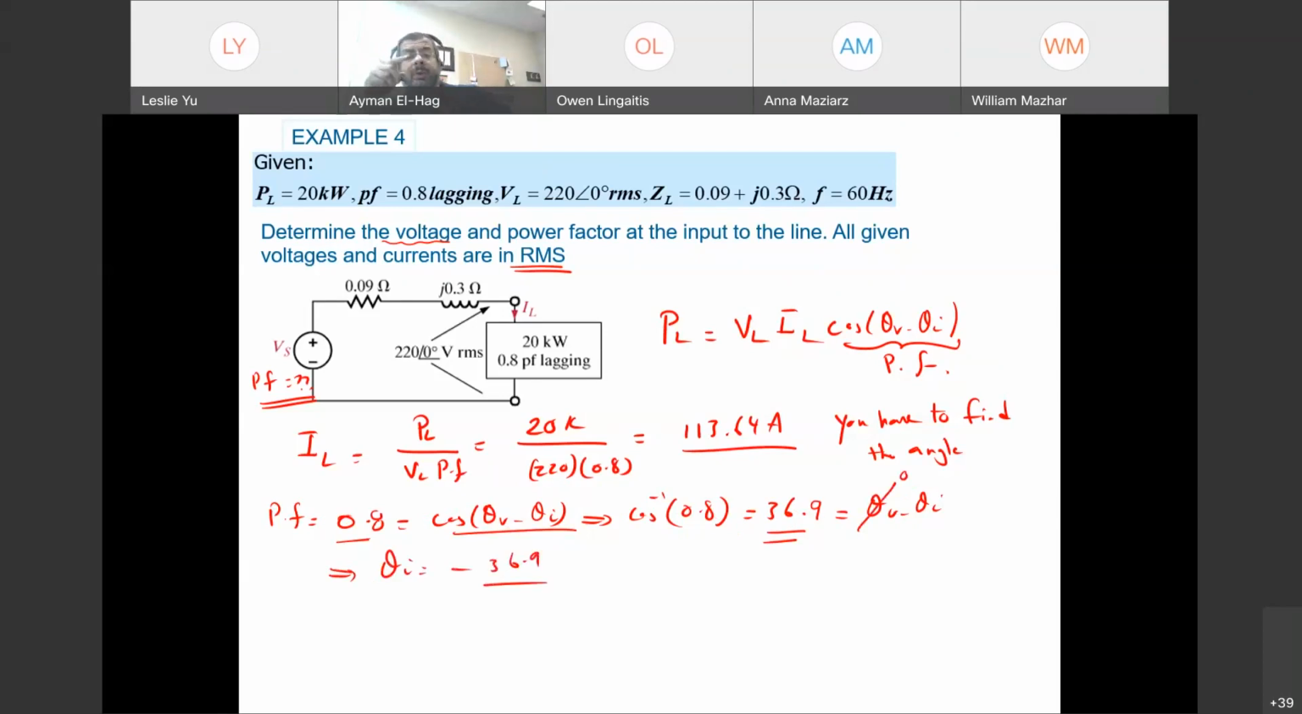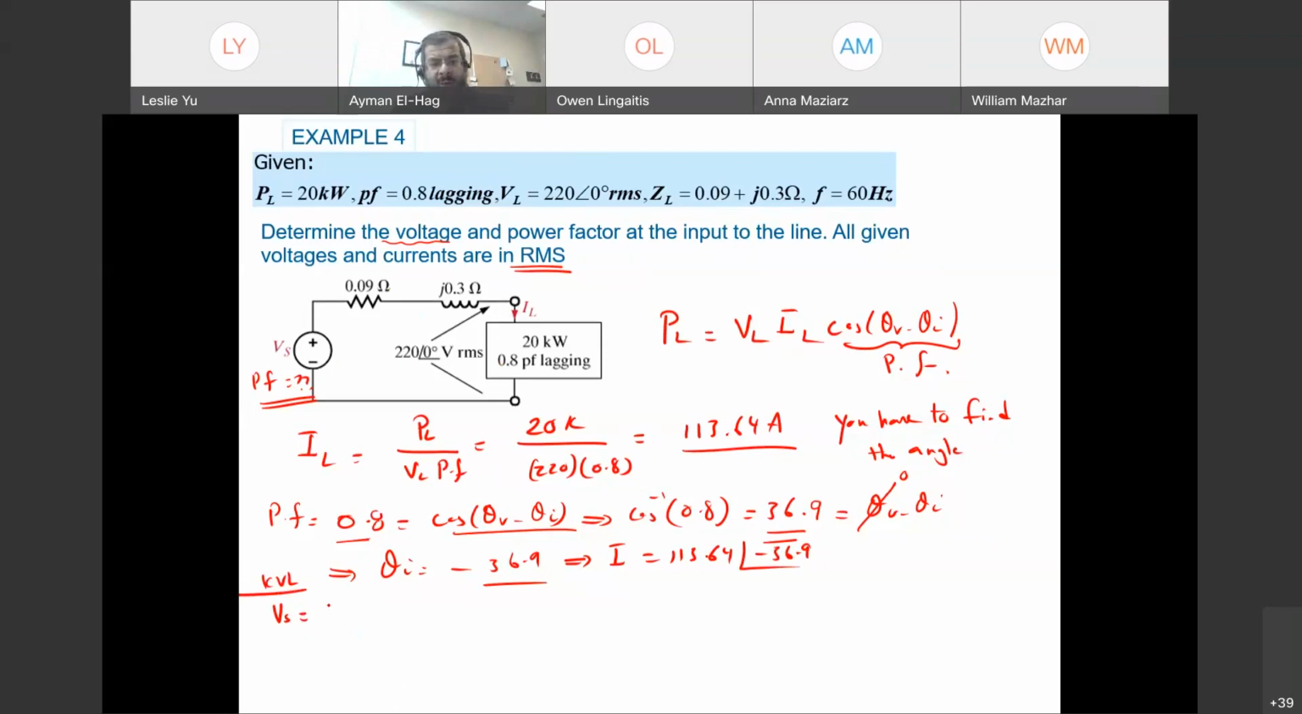And this is in line with what we know. A lagging power factor means that the current lags the voltage. So if the voltage angle is 0, the current angle has to be negative because it is a lagging power factor. So now my current I is equal to 113.64 angle of minus 36.9. At this stage, the power calculations are done. And now it's a simple circuit. So I know the current, I know the voltage here, I know everything. I need to find Vs. So what is Vs? KVL. So we'll just apply KVL. That's all you need to apply.